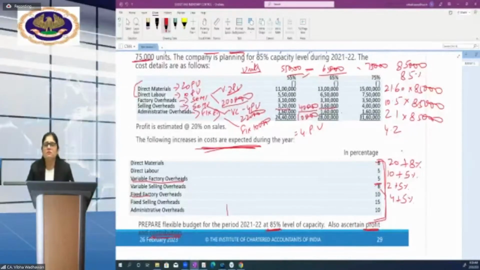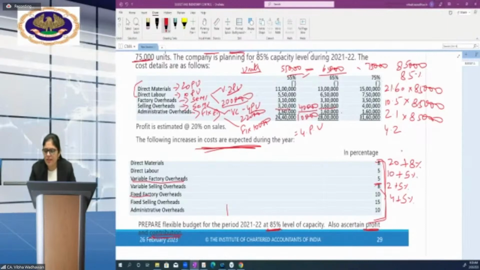And the fixed component should always be in total, not in per unit. You should avoid calculating fixed overheads in per unit. Variable, you should always calculate in per unit. Fixed should remain in total only. So fixed what? 2 lakh. Fixed factory overheads, we split and it was 2 lakh.